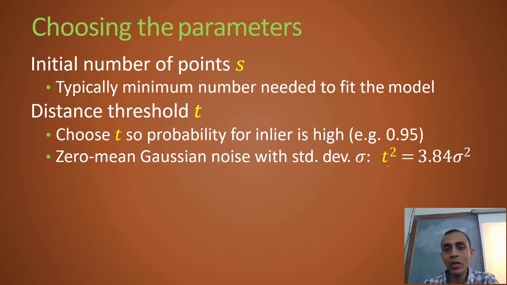Normally the one which we choose is in fact the square root of 3.84 sigma, the distance threshold that we choose. So that says to choose t so that the probability for inliers is high. That is, 95% of our points are inliers. So for that we can choose our distance threshold as the square root of 3.84 sigma. How does this value 3.84 come? You basically use the Gaussian equation curve, and from that we get this value.